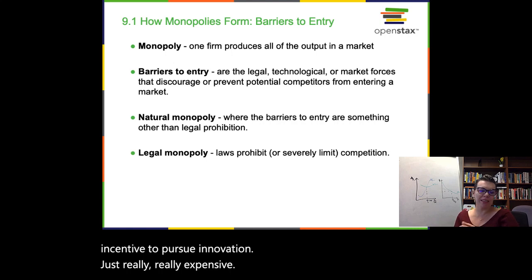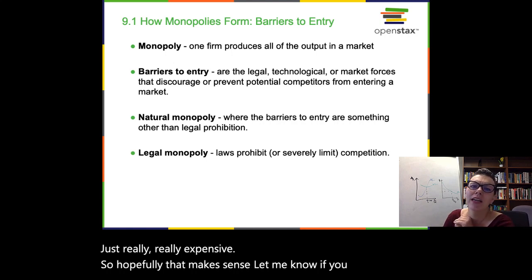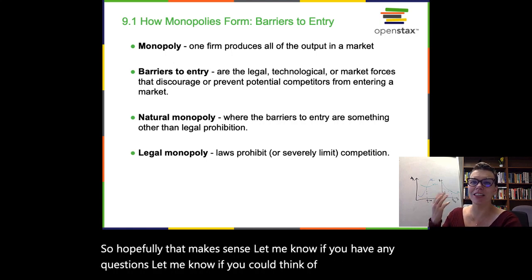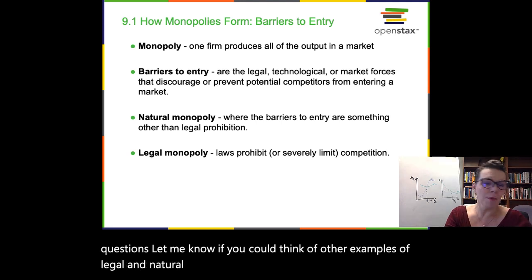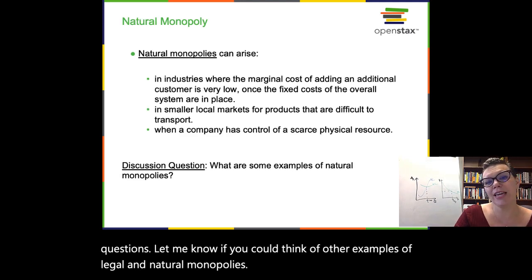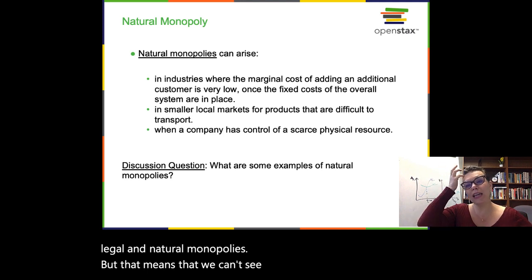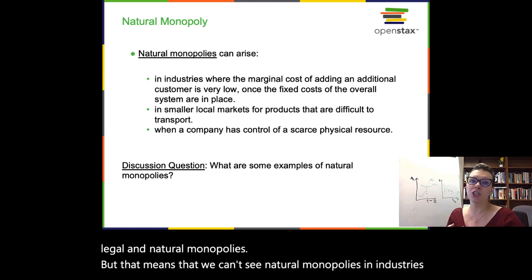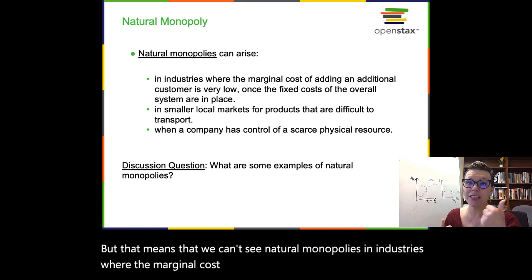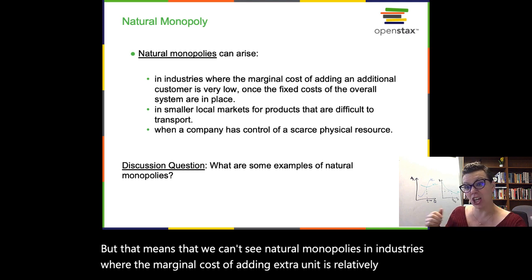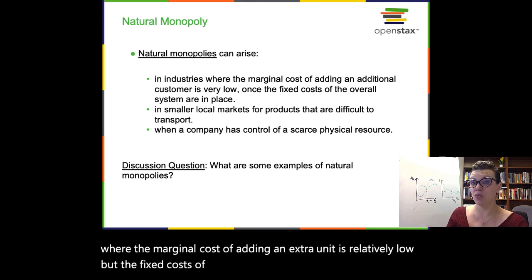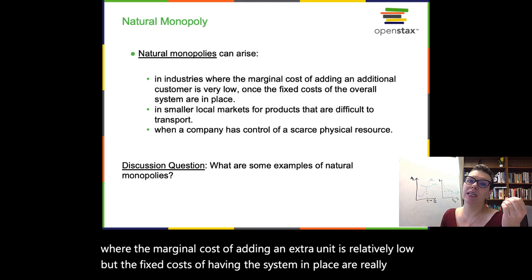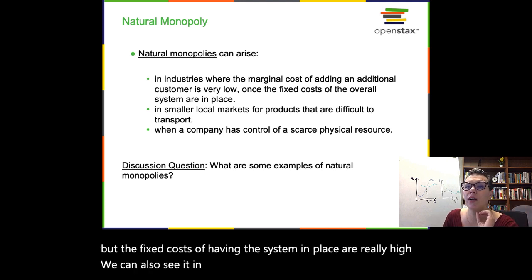So hopefully that makes sense. Let me know if you have any questions. Let me know if you can think of other examples of legal and natural monopolies. But that means that we can see natural monopolies in industries where the marginal cost of adding an extra unit is relatively low, but the fixed costs of having the system in place are really high. We can also see it in small local markets where it's difficult to transport things.